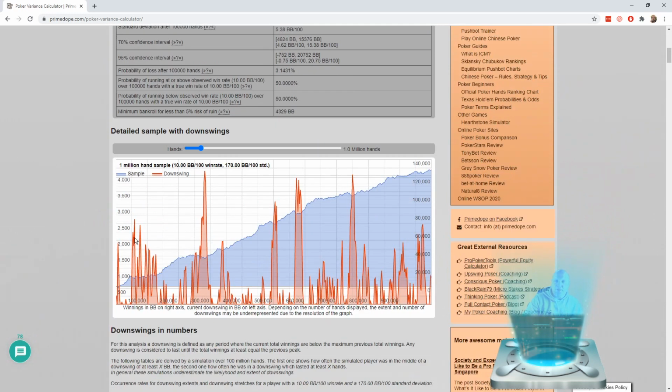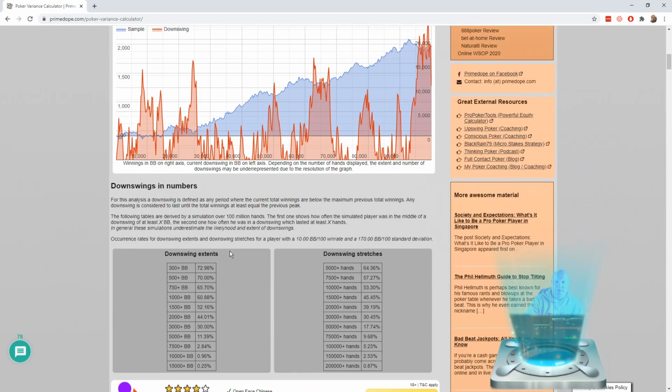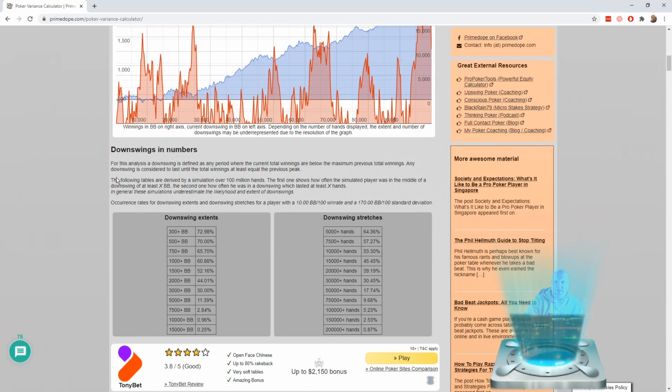And here is also a nice sample of downswings. And I'm going to explain what this does, but let's say we play that 100,000 hands, 0.1 million hands, win rate of 10 BB per 100, the same parameters as before. And these red ones are what kind of downswings there will be. And the blue one is the profit. So this graph would look like, oh, this is awesome. The graph is awesome, going up steadily. But then during this graph, all the red ones are downswings. And this is the interesting part.